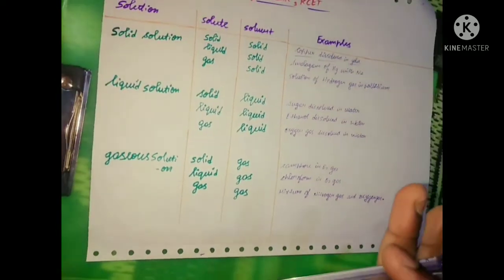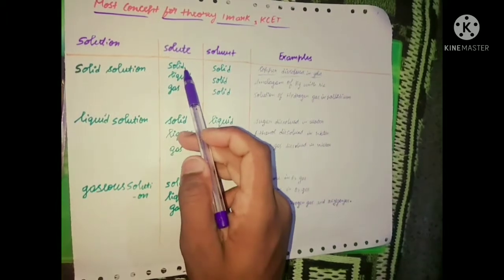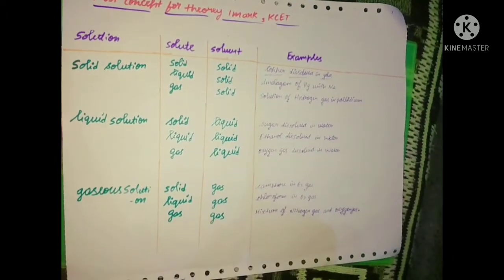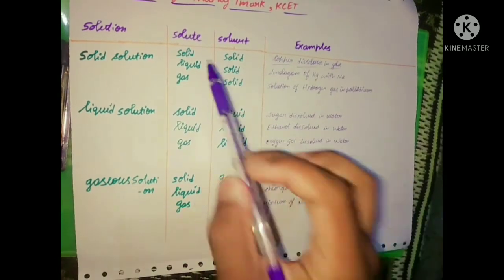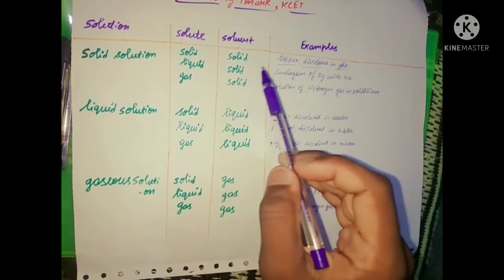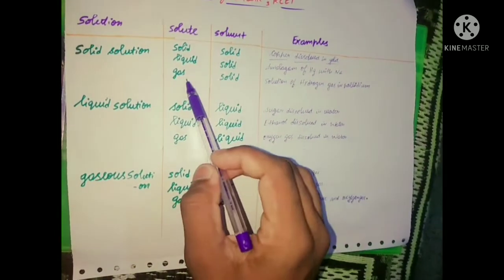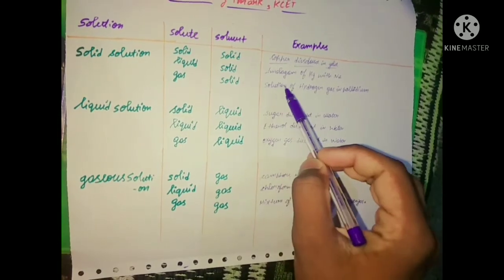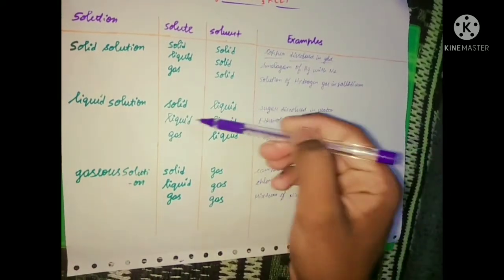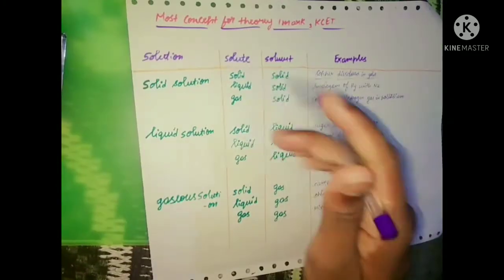All these are very important for your CET as well as for 1 mark. They will ask what is meant by solid in solid solution, or what is the example for solid in solid solution. Then you can tell copper dissolved in gold. Liquid in solid solution, then you can tell amalgam of mercury with sodium. Gas in solid solution, then you can tell solution of hydrogen gas in palladium. Like that only they will ask. What is meant by solid in liquid? What is meant by liquid in liquid? What is meant by gas in liquid? It's very important for your 1 mark.